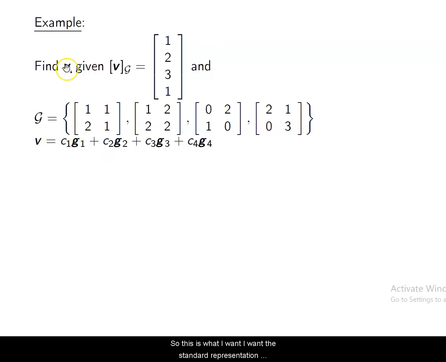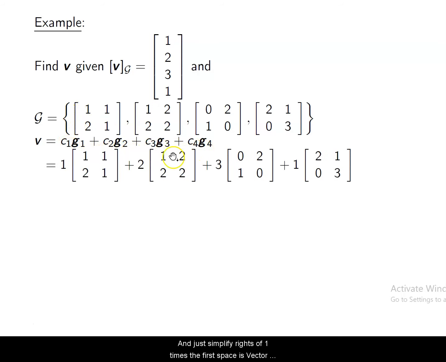Okay, so this is what I want. I want the standard representation of my vector v. So I'm going to take it from its coordinate vector representation, and I'm going to write it as its scalar multiple and just simplify it. So 1 times the first basis vector, 2 times the second basis vector, C3 times the third, C4 times the fourth, and I'll just combine these things together.